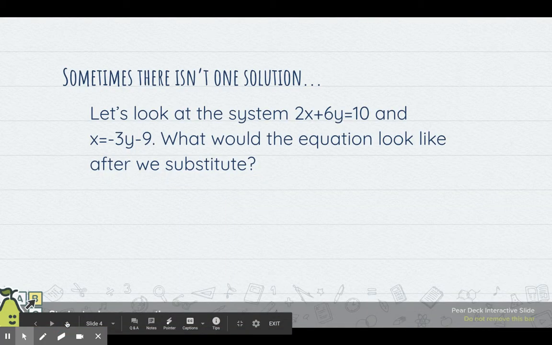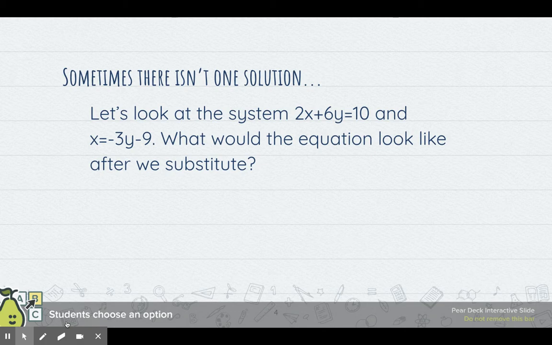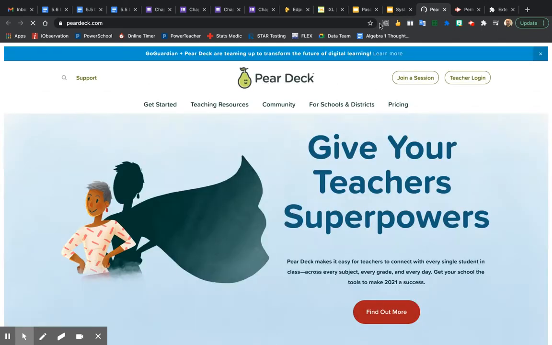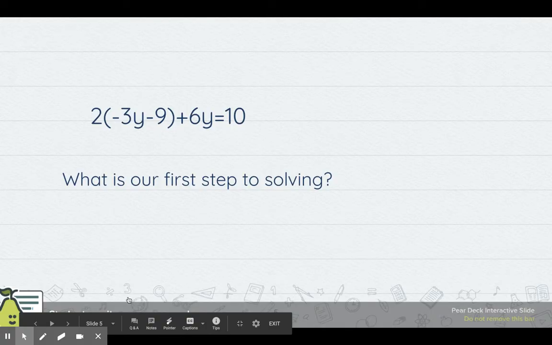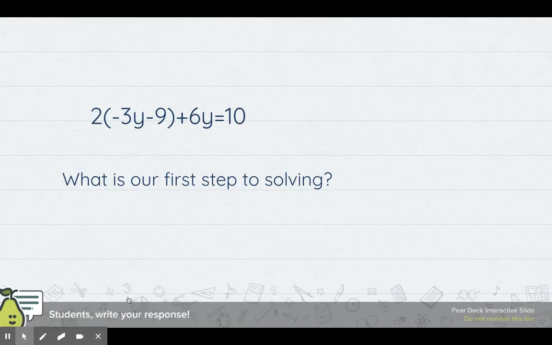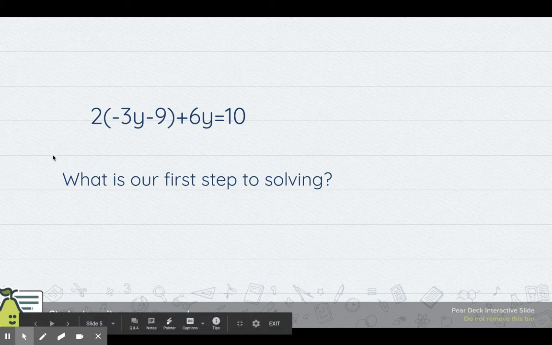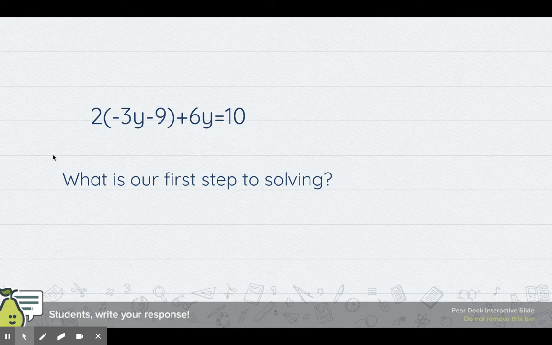Sometimes there isn't one solution. Let's look at the system 2x plus 6y equals 10 and x equals negative 3y minus 9. What would the equation look like after we substitute? So this is what the equation looks like after we substitute. What is our first step to solving?